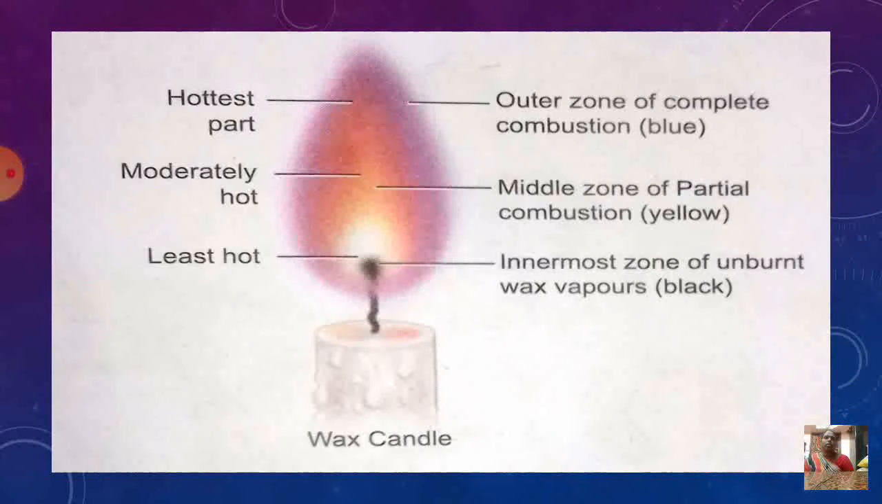Look at the picture, children. This image shows the structure of a candle flame. In the outer zone, complete combustion takes place in the blue flame; it is the hottest part. In the middle zone, partial combustion takes place in the yellow flame, and it is moderately hot. The innermost zone of unburnt wax vapors is black in color, and it is the least hot part of the flame.